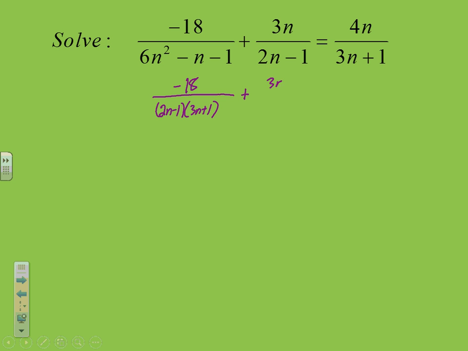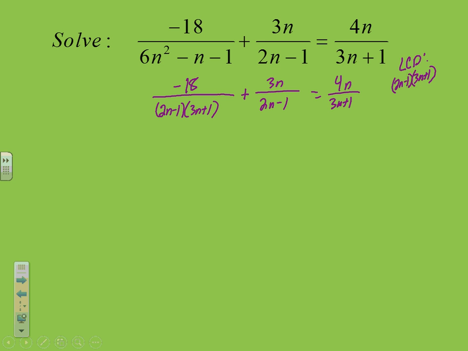So plus the 3n over 2n minus 1 equals the 4n over the 3n plus 1. So here in the expression on the far left, it has both of the linear expressions, whereas the term in the middle has just the 2n minus 1, and the one on the right has the 3n plus 1. So here, our lowest common denominator is going to be the combination of both of the expressions, 2n minus 1 times the 3n plus 1.